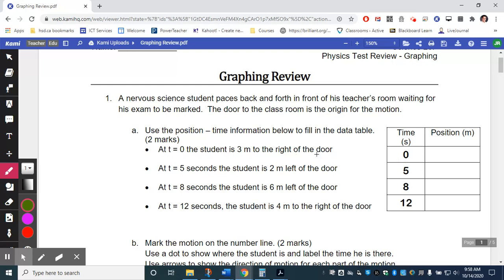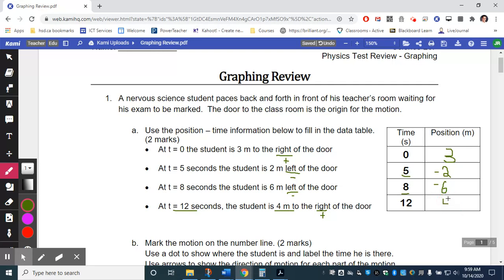At time zero, the student is 3 meters to the right. Remember that we decided right is always positive, so our position is 3 meters. It already says meters there, so we're good. At time 5 seconds, the student is 2 meters to the left, so we're at minus 2 meters. At time 8 seconds, we're at 6 meters to the left, so that's minus 6 because left is minus. Remember that, left is minus and right is positive. At time 12 seconds, the student is 4 meters to the right of the door, so it's positive 4.